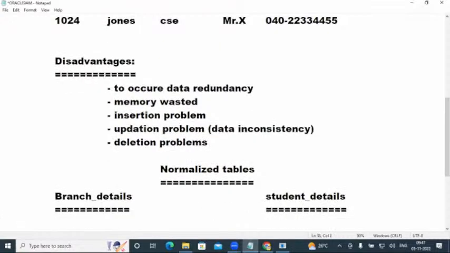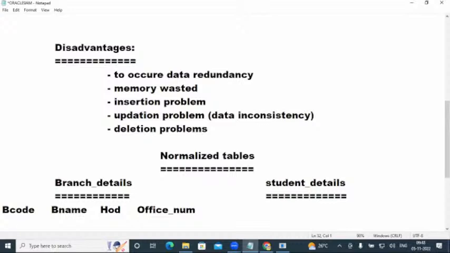In this table, I will take branch code. Next, branch name. Next, HOD. Next, office number. This is one table I prepared. See how much easiness.